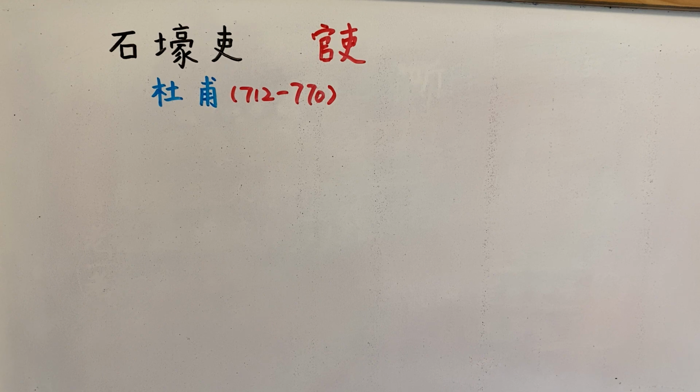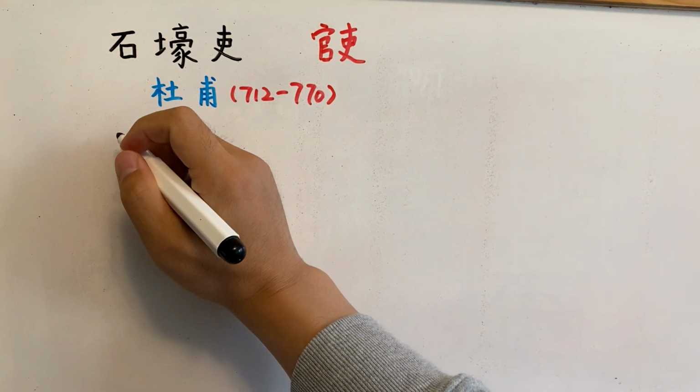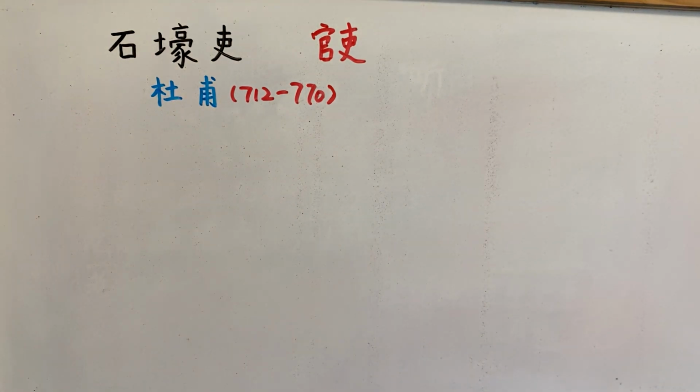In this episode, we're going to finish our study on the poem written by Du Fu, Shi Hao Li. So this episode is about the second half of the poem, and I will write the second half before the camera so you can have a close look at how to write Chinese characters.